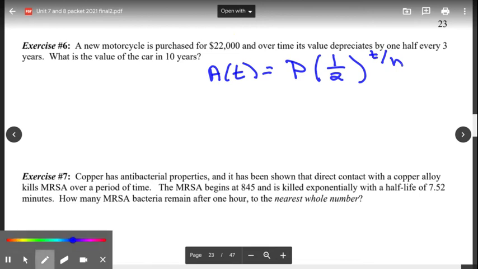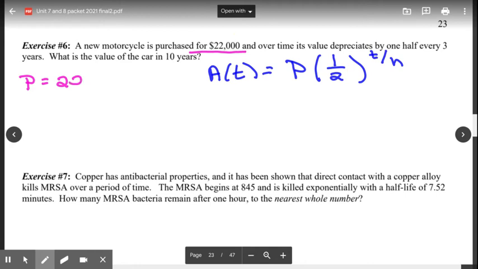So let's take a look at this. Purchased for $22,000, that's our principal. When you take out a loan, they'll use the word principal. That's how much you're taking out. So it depreciates by 1/2 every 3 years. Half every 3 years. So our half-life is 3 and our time is 10. So I'm just going to plug those numbers in here.